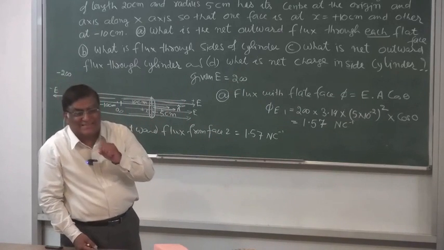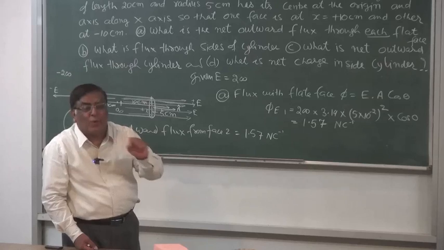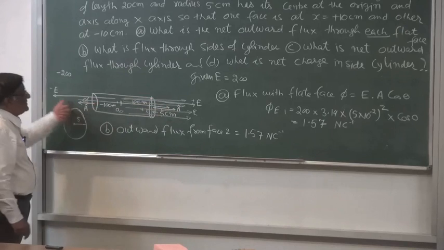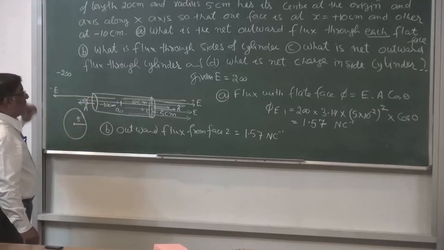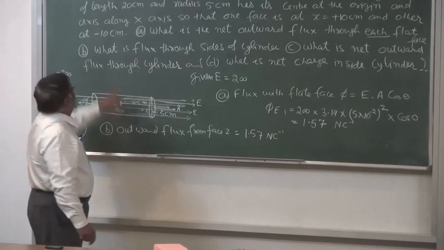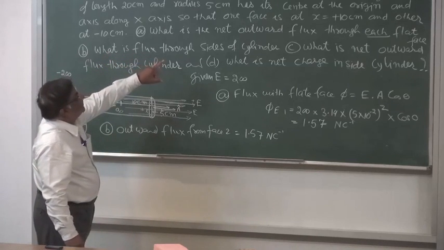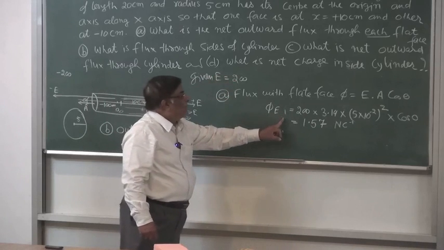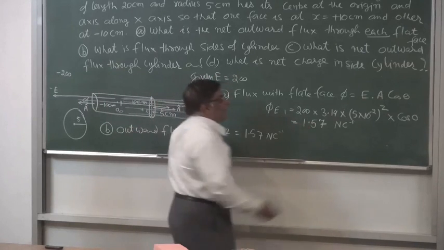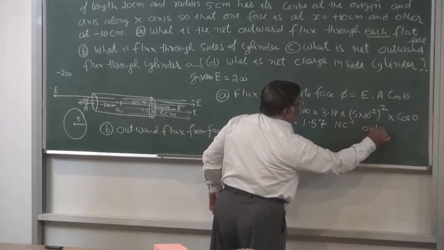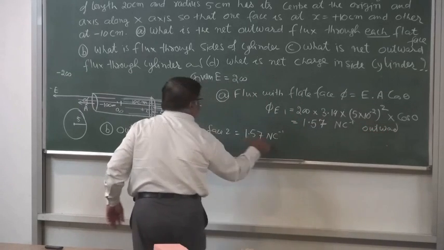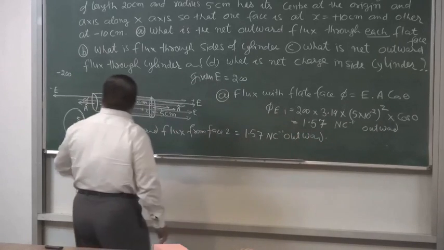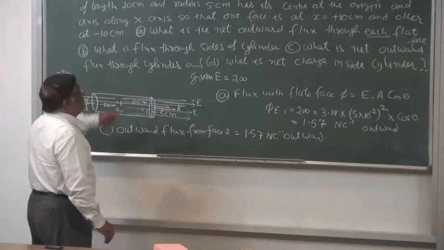So what we are concerned with is not plus or minus, inward and outward. Here it is outward, here again it is outward. So what is the total outward flux? What we have found is that the flux through each flat surface is 1.57 outward, 1.57 outward. No, this is not B, this is part of A.